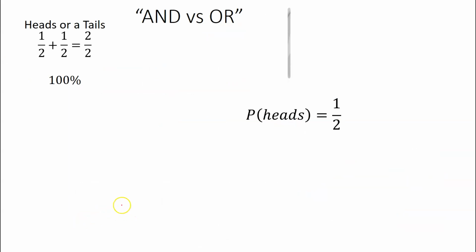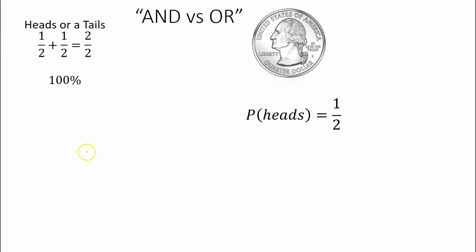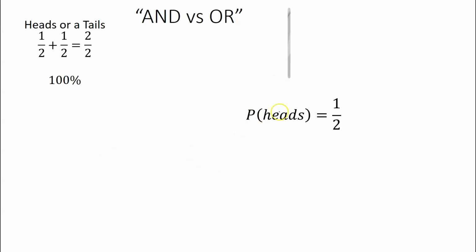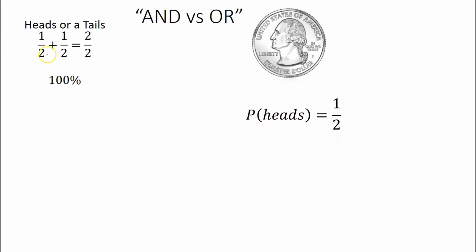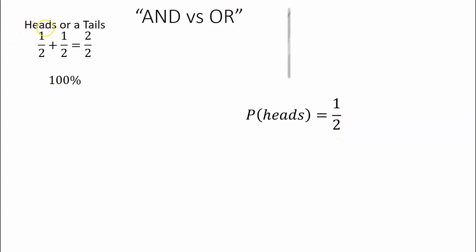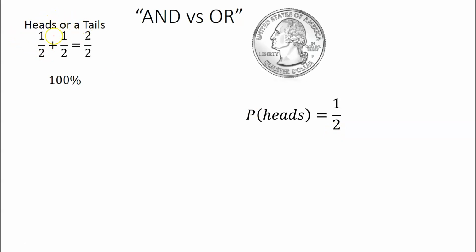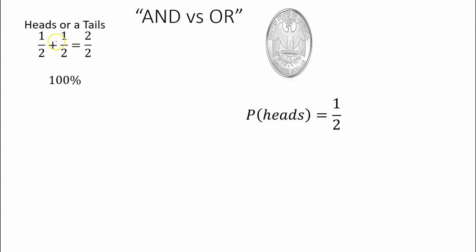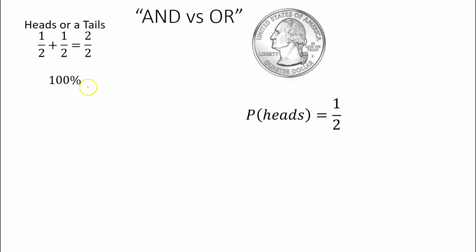Let's put this in context with the word "or." We did "or," that's of course the addition rule. Real simple here. The probability of heads on a coin, everybody knows, is 1 out of 2. And so if we get the probability of heads or tails, well, you're going to have to add those together. And 1/2 plus 1/2 is a whole. So of course that's 100%.